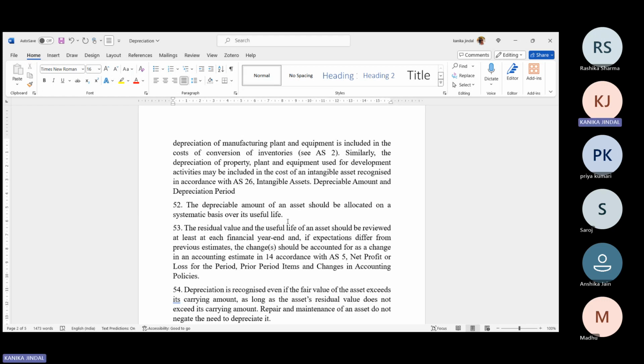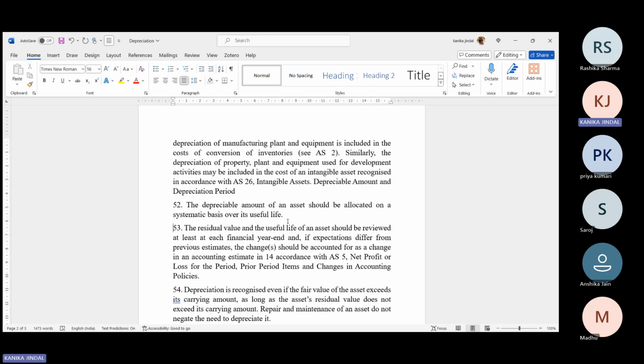Next point, the residual value and the useful life of an asset should be reviewed at least at each final financial year end. So वो क्या बोल रहे हैं यहाँ पे? They are saying कि जो residual value है और जो यूजफुल लाइफ है किसी भी एसेट की, इट शुड बी रिव्यूड अगेन एंड अगेन एट लीस्ट एट ईच फाइनेंशियल ईयर एंड. हर फाइनेंशियल ईयर के एंड पे वी नीड टू रिव्यू द रेसिडुअल वैल्यू एंड द यूजफुल लाइफ ऑफ एन एसेट. And if the expectations differ from previous estimates, the changes should be accounted for as a change in accounting estimate.